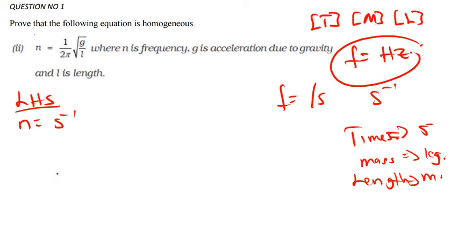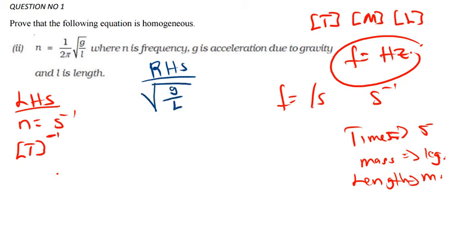Then I'm going to say these seconds can be replaced by T, now to the power negative 1. So now I'm supposed to get the same thing on the right hand side. If I get the same thing, then this equation is homogeneous. Okay, so the right hand side, we have the square root of g over l.